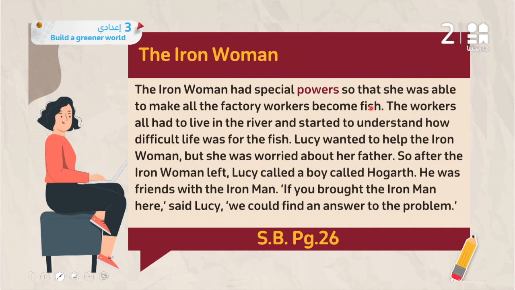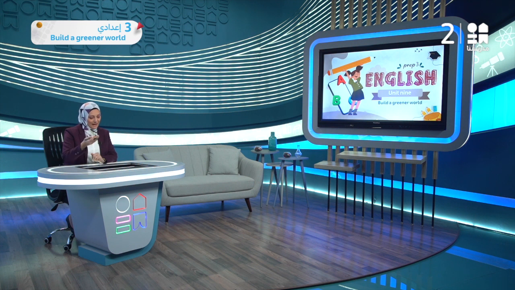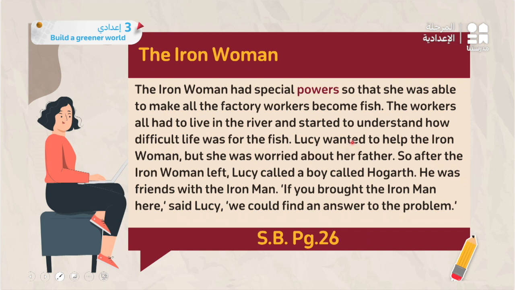And started to understand how difficult life was for the fish. وبدأوا طبعا يفهموا لما عانوا من التلوث اللي موجود في البحر بدأوا يفهموا شعور السمكة وهي عايشة في بحر أو نهر متلوث. The river اللي هو النهر. Lucy wanted to help the Iron Woman but she was worried about her father. لوسي كانت عايزة تساعد المرأة الحديدية بس كانت شوية قلقانة على باباها.